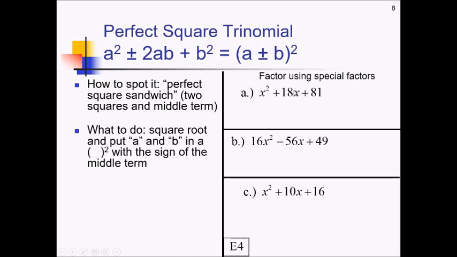Now in this case, the square root of x squared would be just x. Square root of 81, that would be 9. And then put them in a squared parentheses, with the sign of this middle term. So in this case, this would be a plus in here. And this might be the factorization, x plus 9 times x plus 9, of this term here.